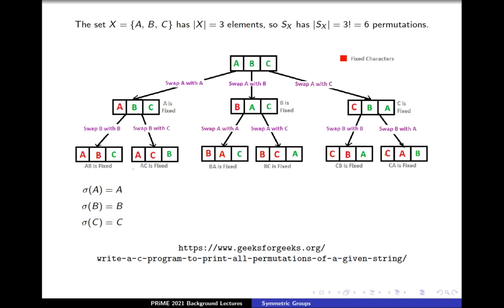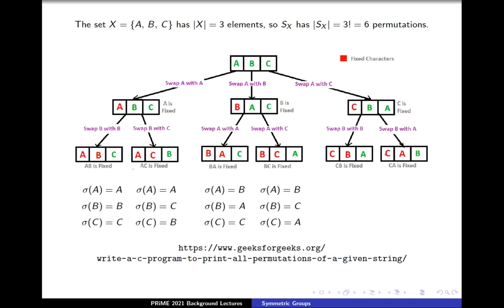So sigma of A is A, sigma of B is B, and sigma of C is C. For the next permutation, sigma still fixes the element A. So sigma of A is A. Now, however, sigma interchanges B and C. So sigma of B equals C, and sigma of C equals B. For the third permutation, we see that the element C is fixed by this permutation, and the permutation interchanges A and B. So sigma of A is B, sigma of B is A.